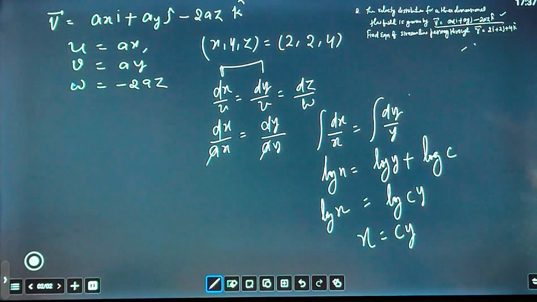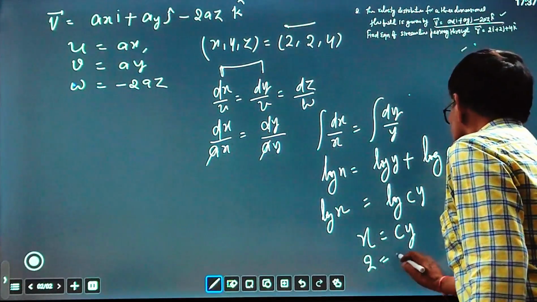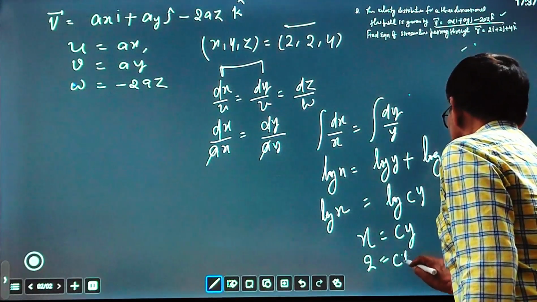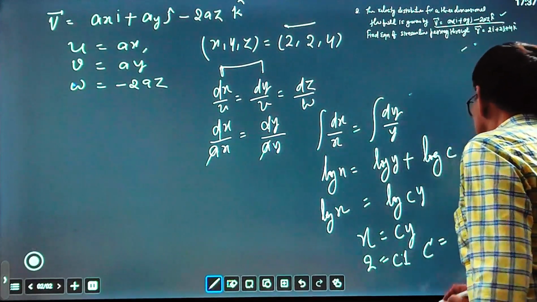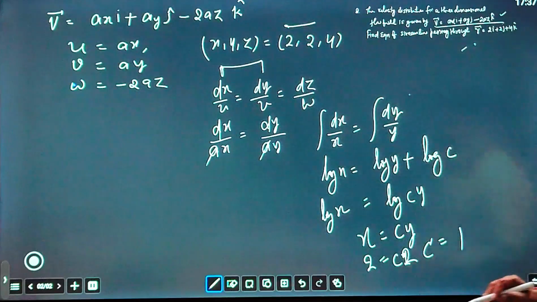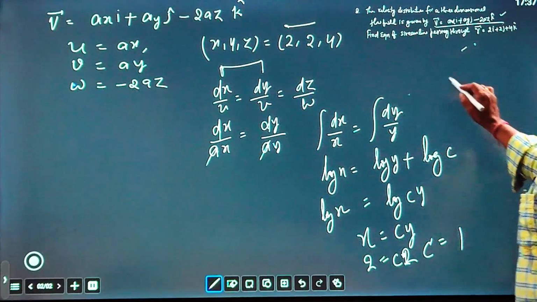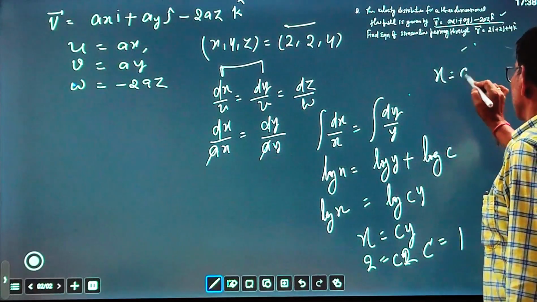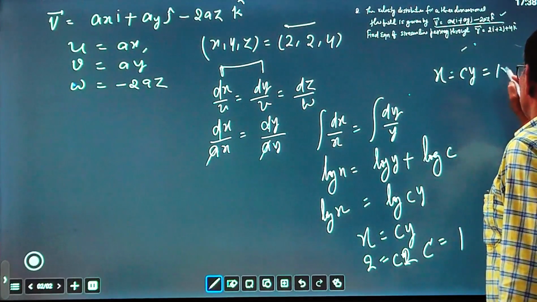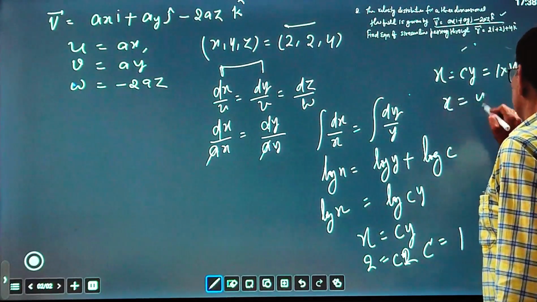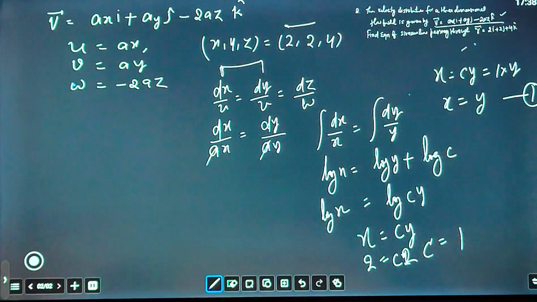Now putting the condition, because it is passing through 2, 2 and 4. So putting the value of x and y, 2 and 2: 2 equal to c into 2. So c equal to 1. So the first equation becomes x equal to cy equal to 1 into y. x equal to y. This is equation number 1.